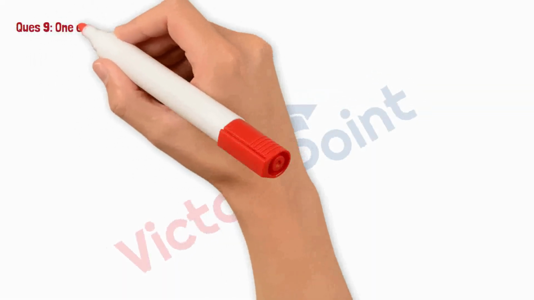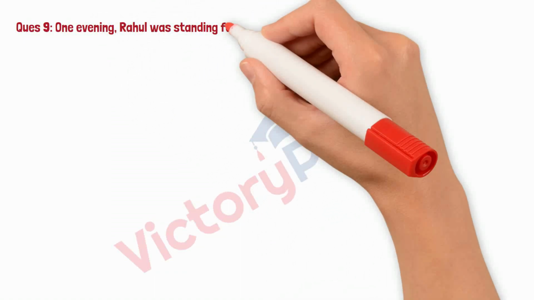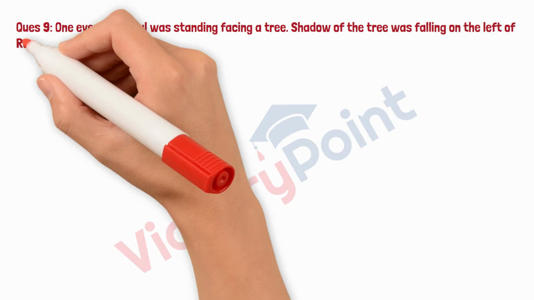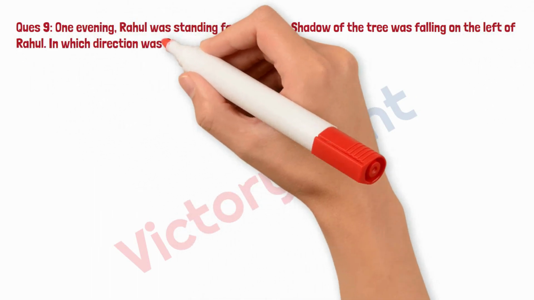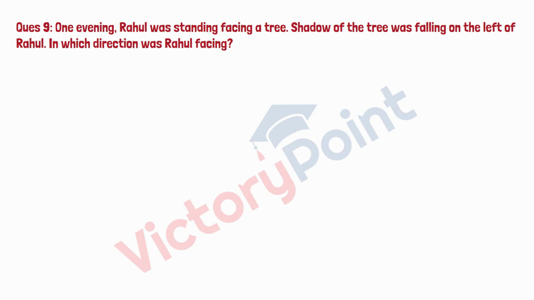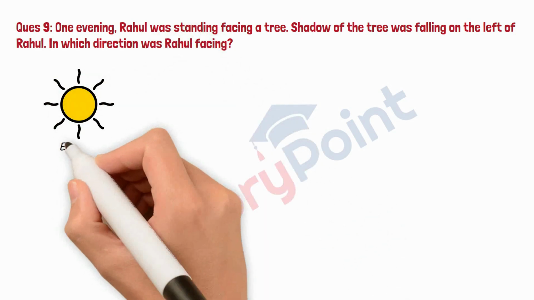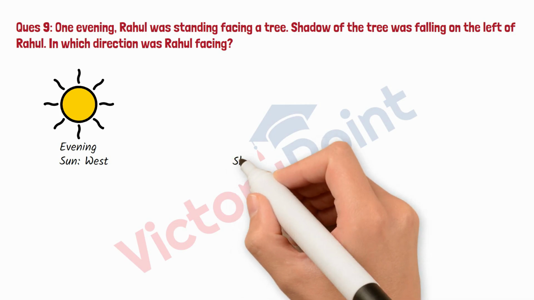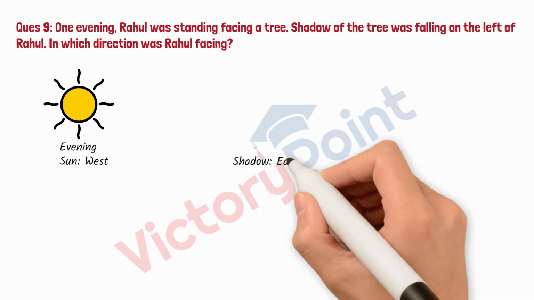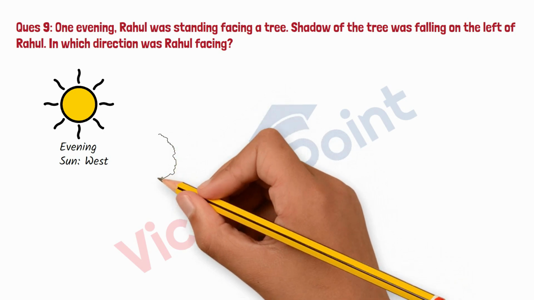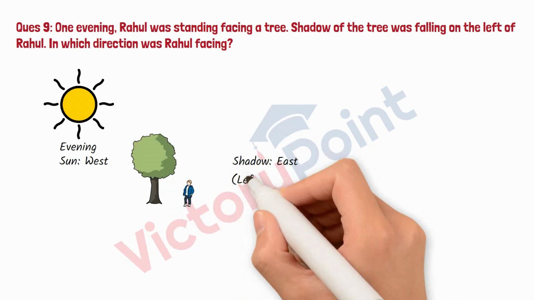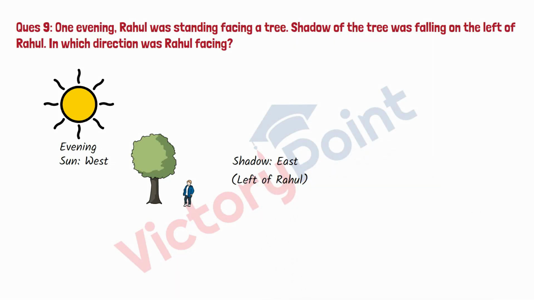One evening, Rahul was standing facing a tree. Shadow of the tree was falling on the left of Rahul. In which direction was Rahul facing? So we have evening time, so sun will be in the west direction and the shadow will be towards east direction. So we have a tree and Rahul is facing that tree and shadow of tree is towards left. Now this east direction is left of Rahul.